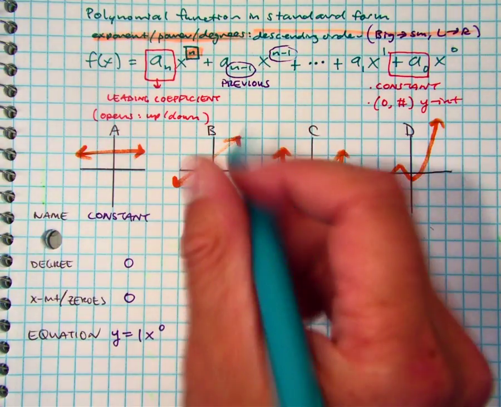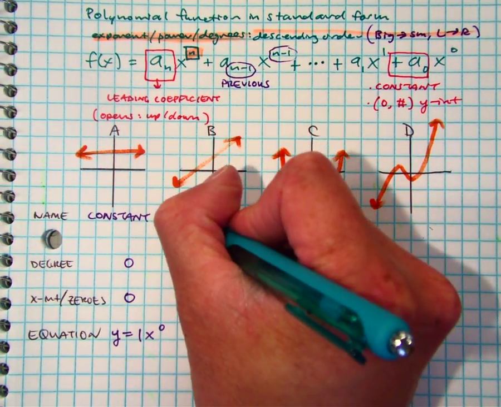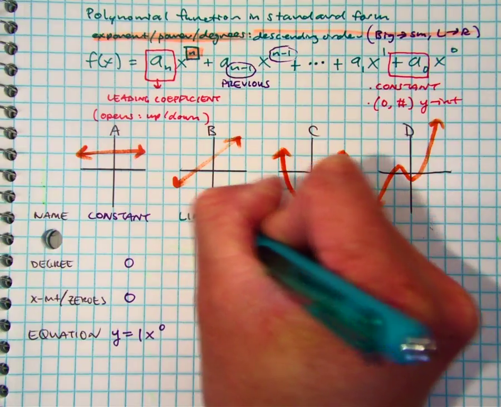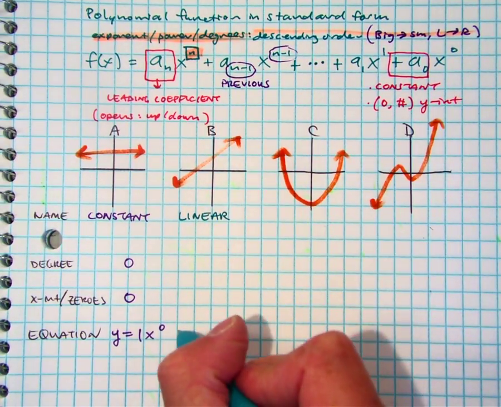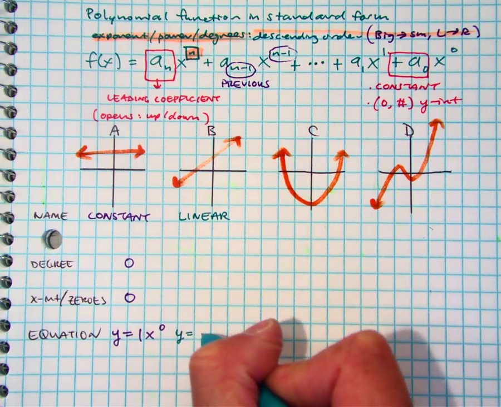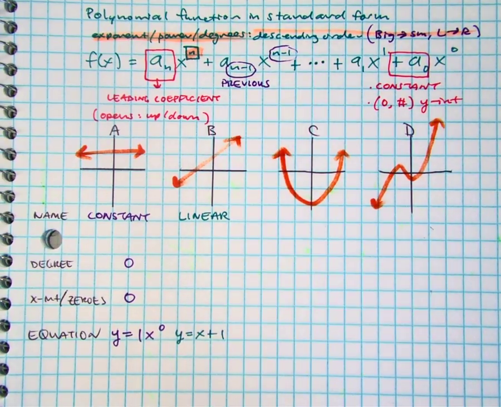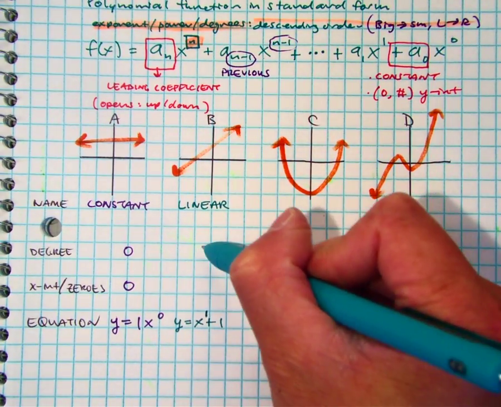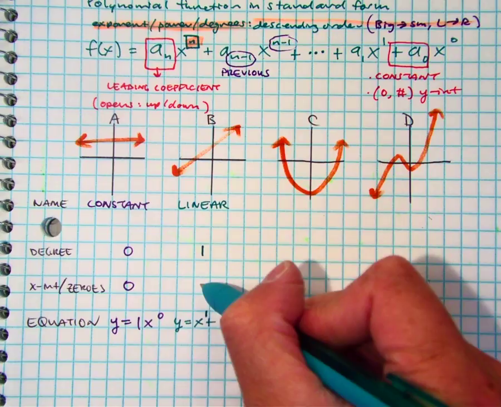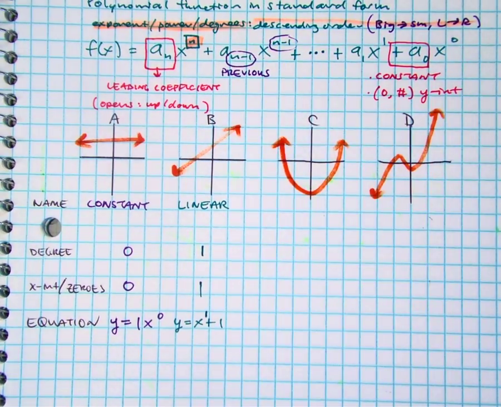Girls, you're next. Girls, what is this one called? Girls, give me a rough equation for that one. Sure, x plus 1. Girls, what's the power, the degree, right there? 1. And how many possible x-intercepts? 1. Girls, go ahead and do C.